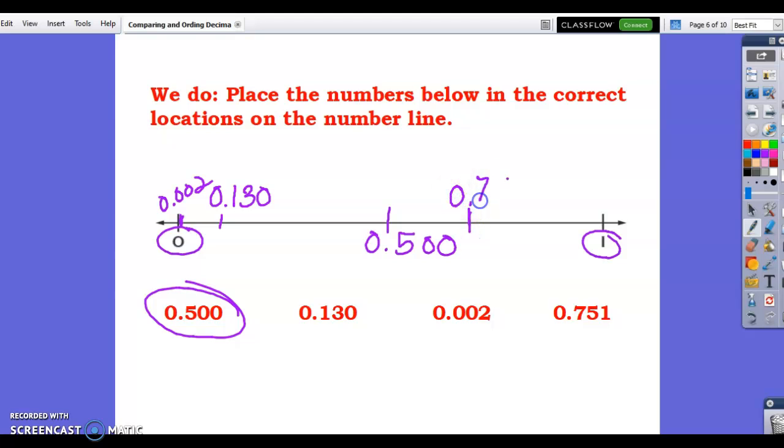And that is what we are practicing today: comparing, putting them on a number line, and you being able to put them in order either from least to greatest or greatest to least. And as you can see, now you can see that 2 thousandths is the smallest and 751 thousandths is your greater number as they get closer to 1.